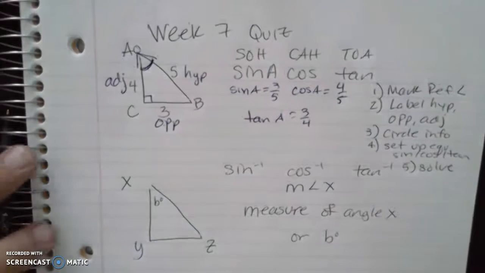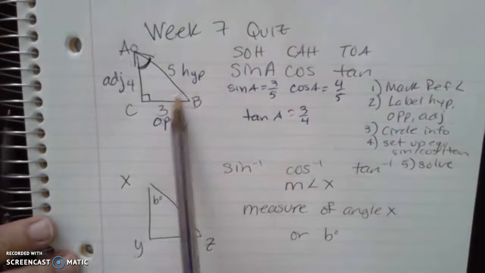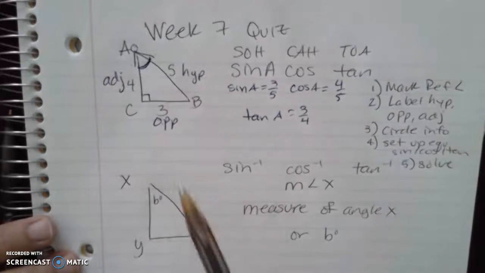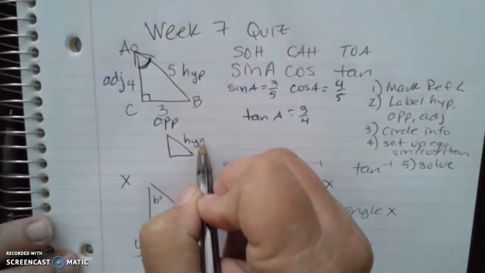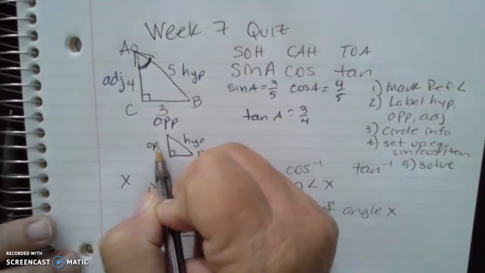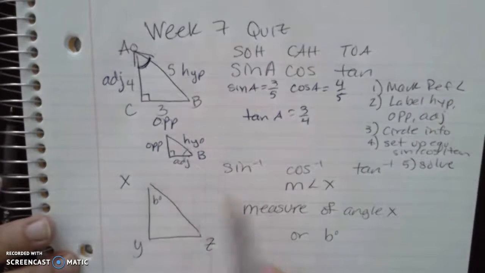So you really need to know those things, and it's going to be different if I have a different reference angle, because if I were to use B as my reference angle, this is still my hypotenuse, but now this side is opposite and this side is adjacent. So you have to know what your reference angle is.